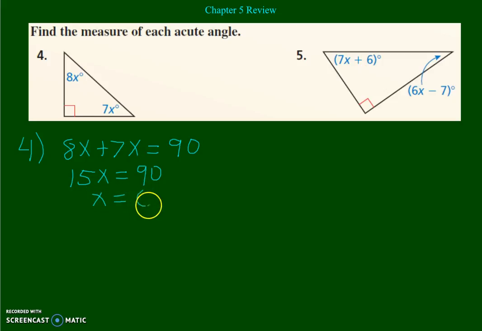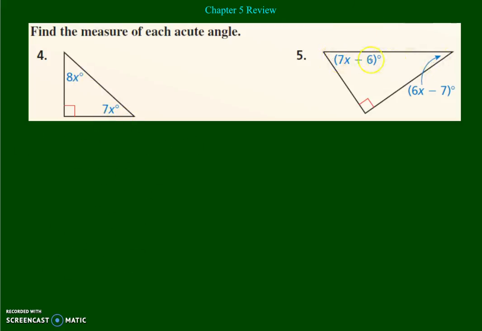X equals 6. So now that we have the value of x, we're going to substitute that into each one of these angles. So for this angle, 7 times 6 is 42 degrees, and for this angle, 8 times 6 is 48 degrees. So those are the measures of our two acute angles. And now for problem 5.